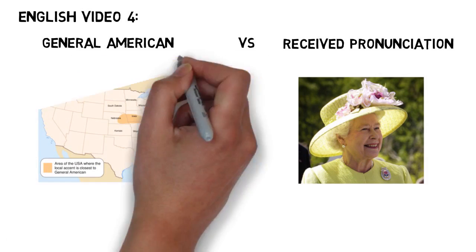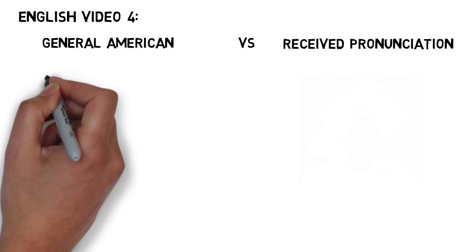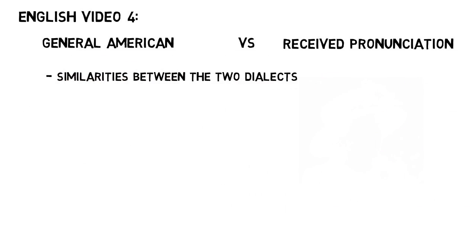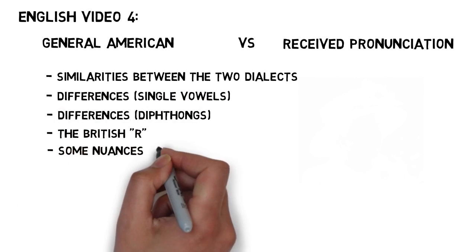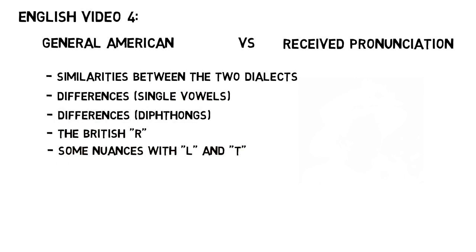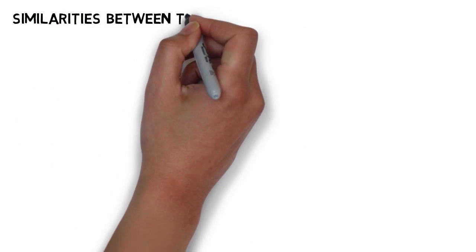Hey. We'll break this discussion up into 5 parts. Similarities between the 2 dialects, differences in terms of single vowels, differences in terms of diphthongs, the British R, and a couple of nuances with L and T. So, let's start out with some similarities.